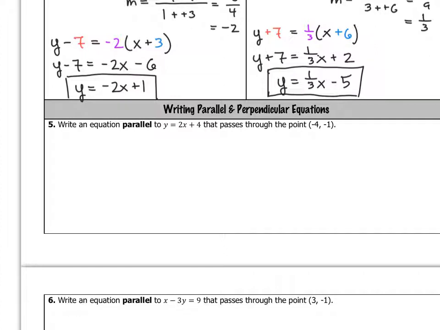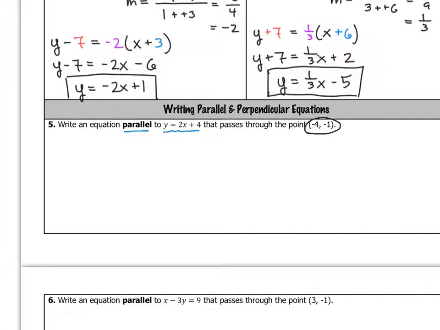So in number 5, we're being asked to write an equation parallel to the line y equals 2x plus 4 that passes through the point -4, -1. Remember, to write an equation of a line, we need to know a point and the slope. We've been given a point that is -4, -1. We haven't been given the slope, but we have been told that this line that passes through -4, -1 is parallel to another line, y equals 2x plus 4.